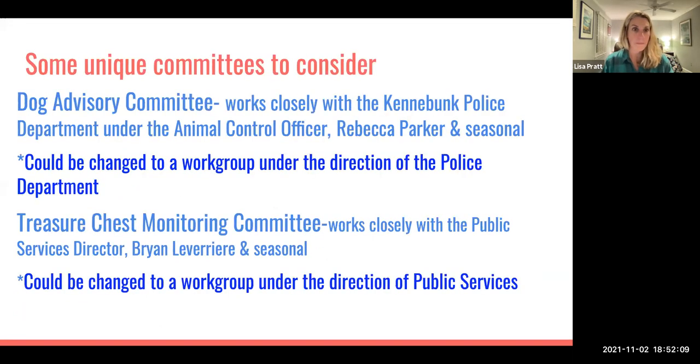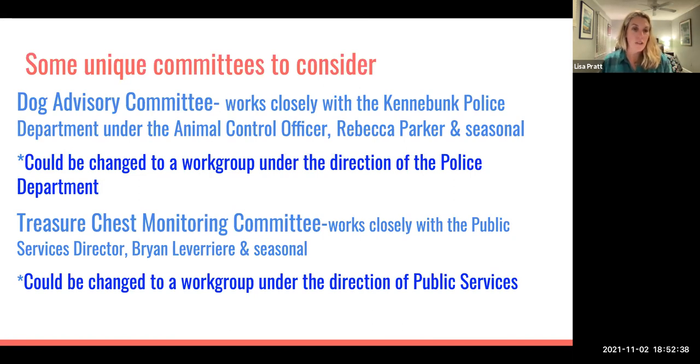Next. So we have two committees that are somewhat unique. I've spoken to Kathy and Mike about this. We have the Dog Advisory Committee, but they work very close with the Kennebunk Police Department and our Animal Control Officer. And it's been suggested that we change them to a work group that works under the police department. The select board doesn't have much control over them or input.